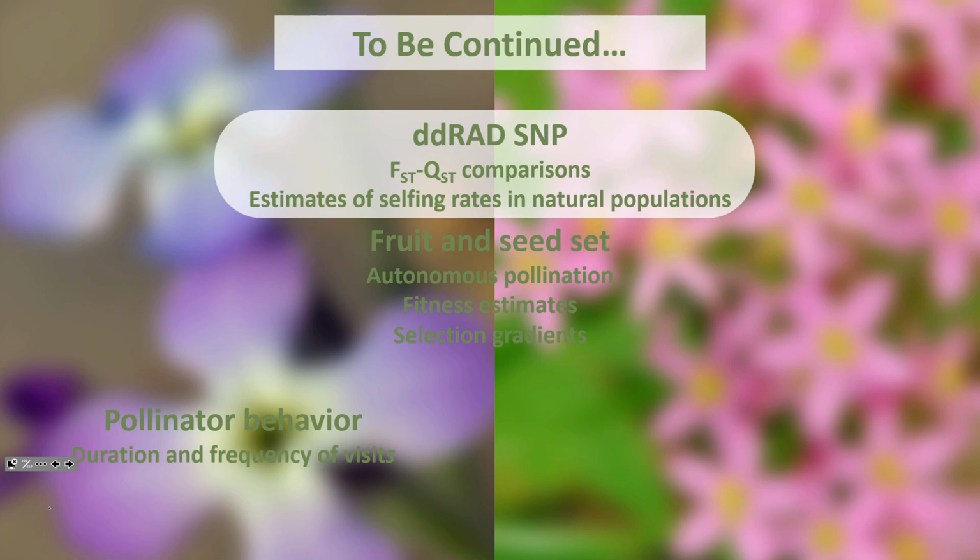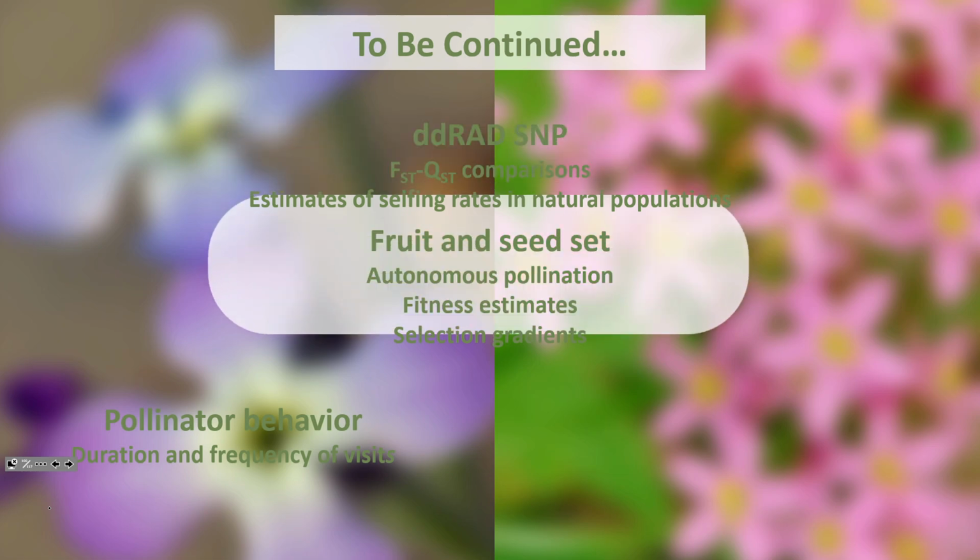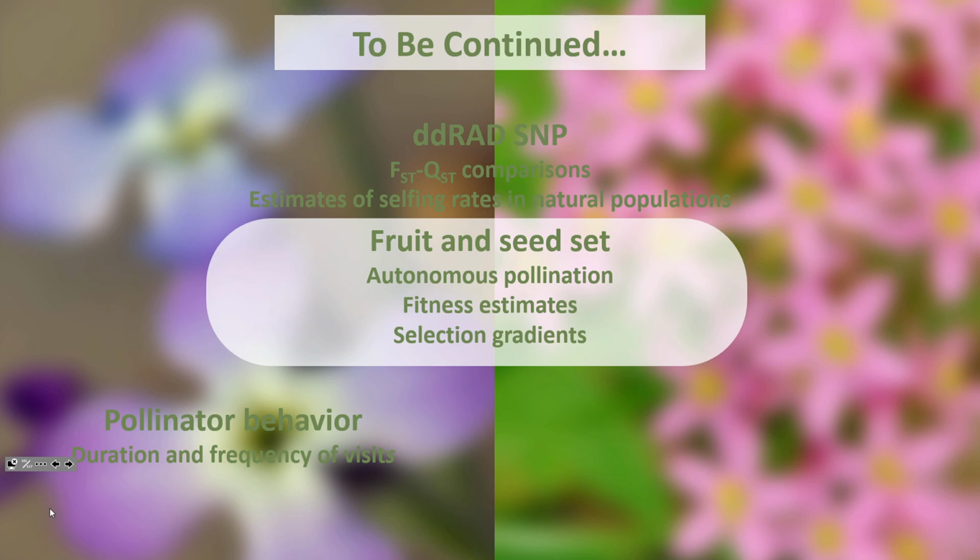The ddRAT SNP data will also help me to have direct estimates of selfing rates in natural populations of ancestors and descendants. For both of these populations, I have fruit and seed sets and very hardworking students that are currently counting the minuscule seeds of Centaurium erythraea and Matthiola tricuspidata, which will help me to estimate autonomous pollination, because some of the plants were never exposed to pollinators.